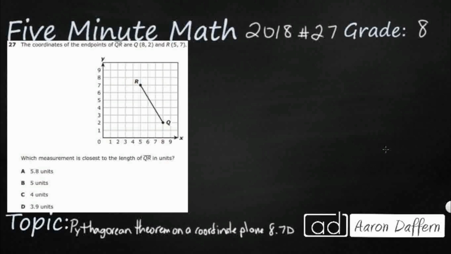So we have the coordinates of an endpoint, QR. They give them to us, (8, 2) and (5, 7), but they are pretty easy to find on our own. We are in quadrant 1 here, so everything is positive. We just need to find its length.